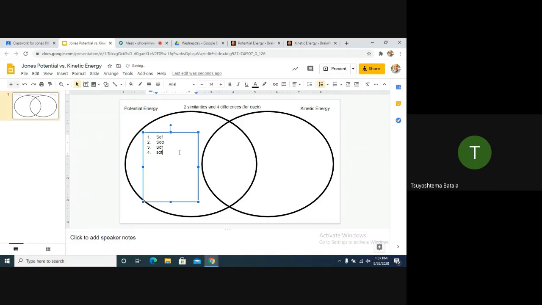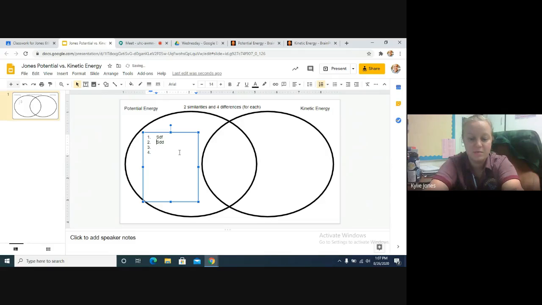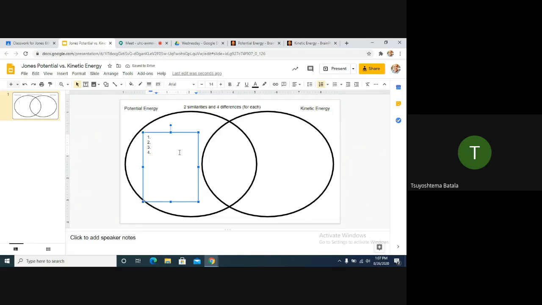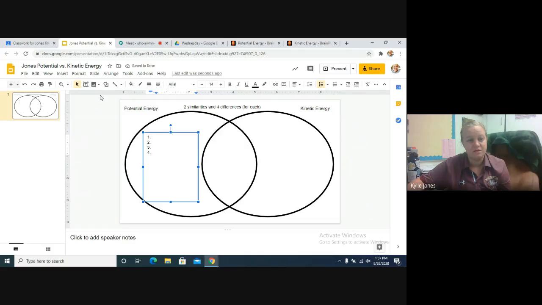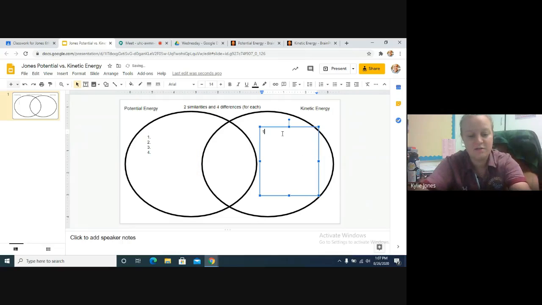Does it have to be super big? Nope, just big enough that you can type 1, 2, 3, and 4 in it, so that you can type the four things that you need to do. Okay. So we're going to make one text box on the left side for potential energy. Then we're going to create another text box on the right side for kinetic energy.